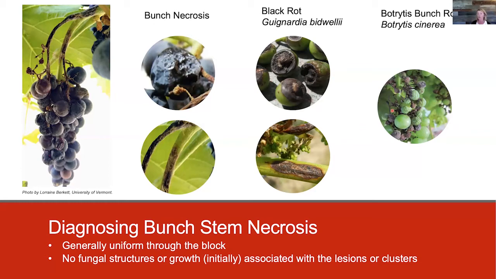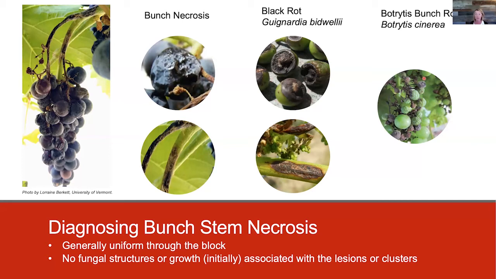The other one that it often gets confused with is botrytis bunch rot. And it's not surprising that it can be confused with botrytis, because botrytis is one of those necrotrophic fungi that will feed on dead material. But with botrytis, you will see the spores right at the beginning when you start to see damage. And so if you look here on this grape, you can see this fuzzy gray material.